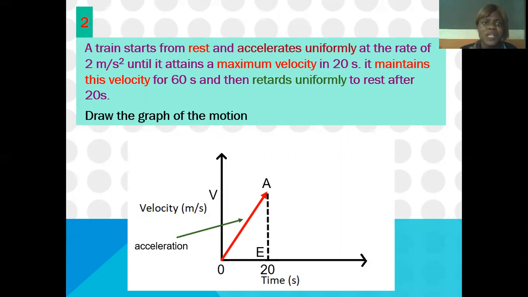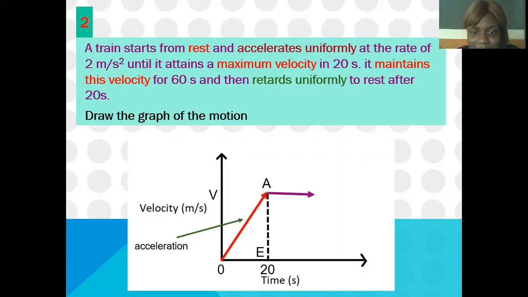Okay, let's move on. Now, it maintains this velocity. It does not accelerate. It does not speed up. It doesn't change the speed. It maintains that speed. Okay. So I'm going to draw an arrow to show that it maintains the speed.